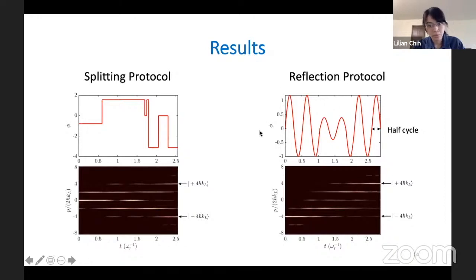Experimentally, the experimentalists used an AOM to shift the frequency of the laser, and the time integral of the frequency is the phase. And so by ramping the frequency, they can control the phase very precisely. So they can do these discrete phase jumps, and they can also do this kind of modulation.